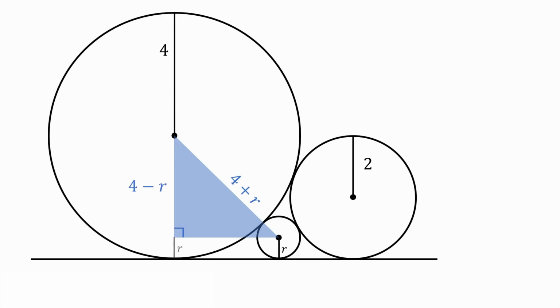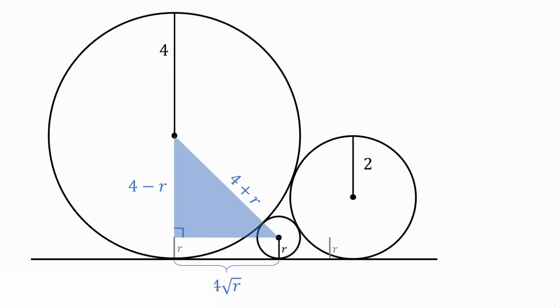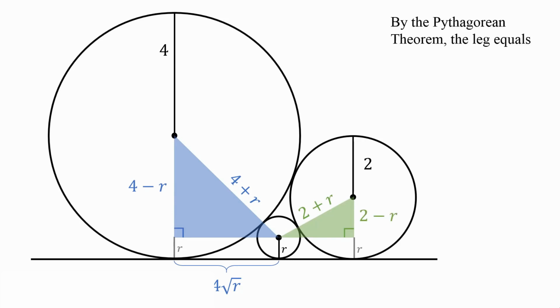The other leg of this triangle we can solve using the Pythagorean theorem. This will be the square root of the quantity (4 plus r) squared minus the quantity (4 minus r) squared. We can simplify this to be 4 times the square root of r. Now we can do a similar thing with the other circle that has a radius of 2. Its hypotenuse will be 2 plus r. One of its legs will be 2 minus r, and we can solve for the length of the other leg using the Pythagorean theorem. It'll be a similar calculation and we'll get this as 2 times the square root of 2 multiplied by the square root of r.